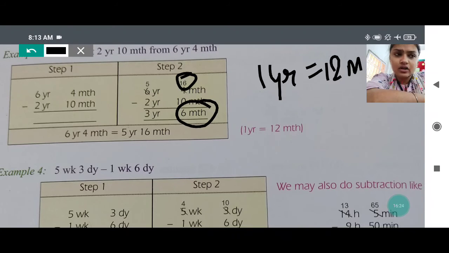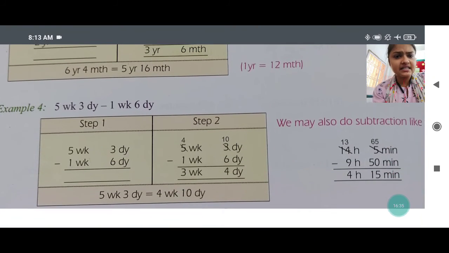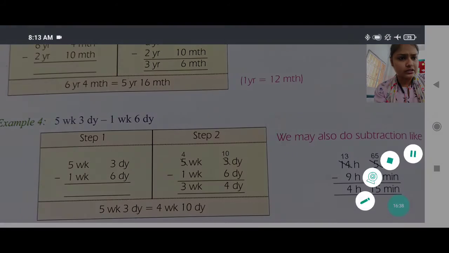Here it is 5, because 1 has already been given. So 5 minus 2 will be 3. So what is the answer? 3 years and 6 months. Just the same, we have to do this one also.